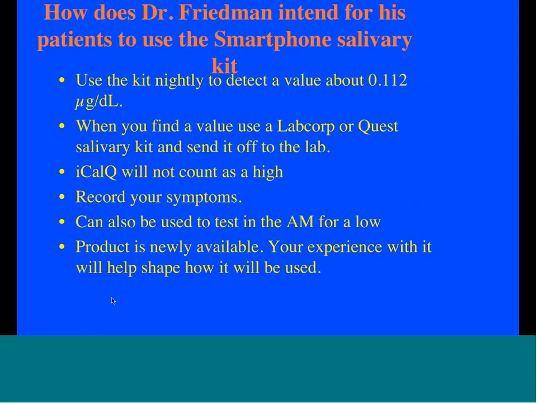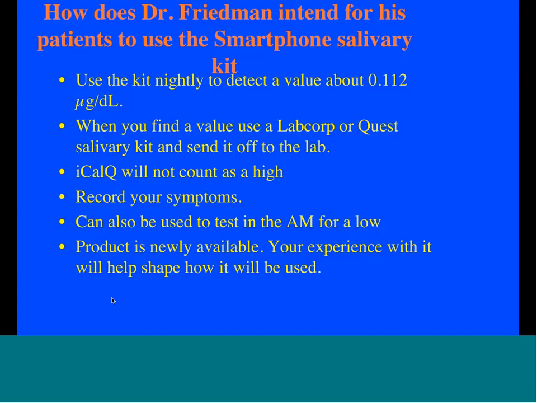So how do I expect to use this kit? Once it's fully implemented and our patients start using it, I think this is going to revolutionize how we diagnose episodic Cushing's syndrome. I'm going to use it to detect a value of about 0.112. If it's higher than that, then I'm going to suggest the patients use a LabCorp or Quest salivary kit and send it off to the lab. And then we'd like to see how well the collections on your salivary kit compare to the LabCorp Quest one. I will not count these, as you still need to get the official ones from lab requests, but it certainly will give you guidance on when to send off your sample.